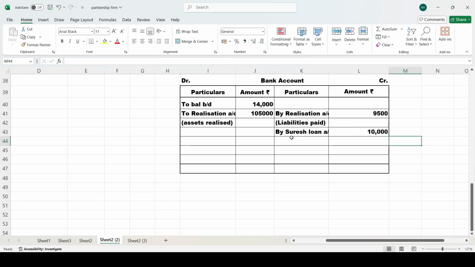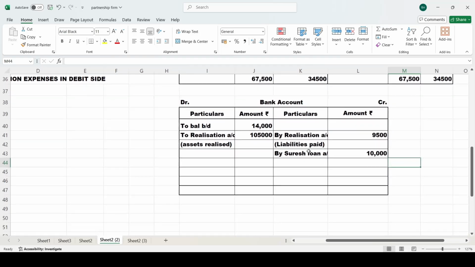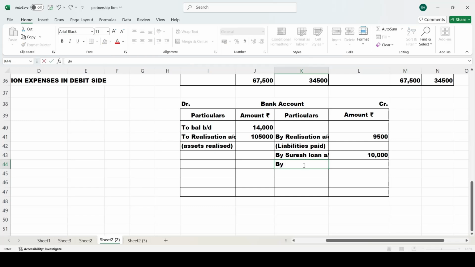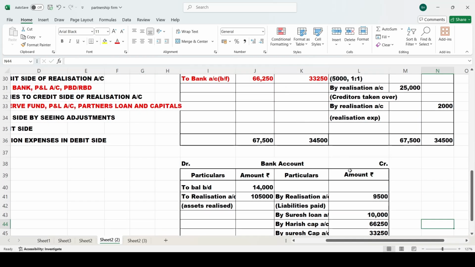Next, after writing this, now come to the partner's capital. Here you have two, that is Arish's amount and Suresh's amount. We'll record them one by one. By Arish capital account, the amount is 66,250. By Suresh capital account, the amount comes to 33,250. Yes, right, it is 66,250 and 33,250.